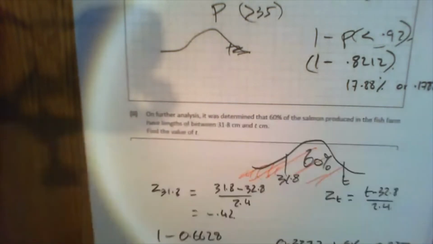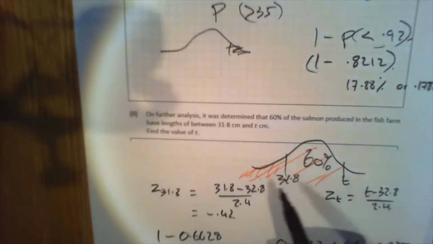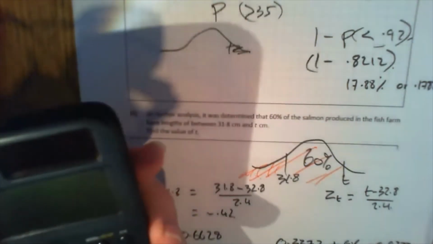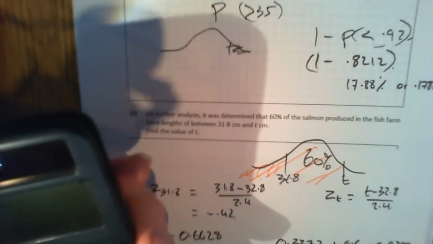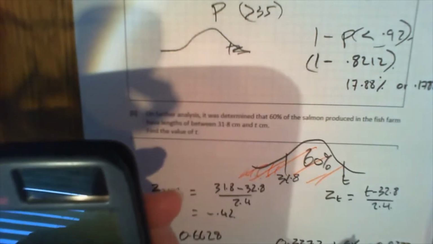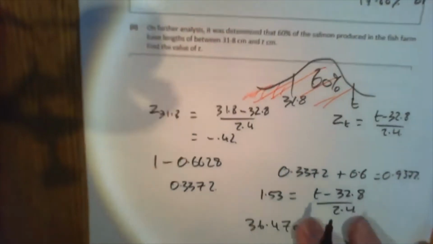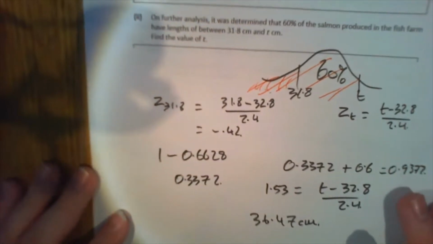0.9372. So we need to work out what 0.9372 will give us on our Z scores. And 0.9372 works out as 1.53, I think. So 1.53 is going to be equal to t minus 32.8 over 2.4. So 1.53 times 2.4 plus 32.8 is 36.47 centimeters.